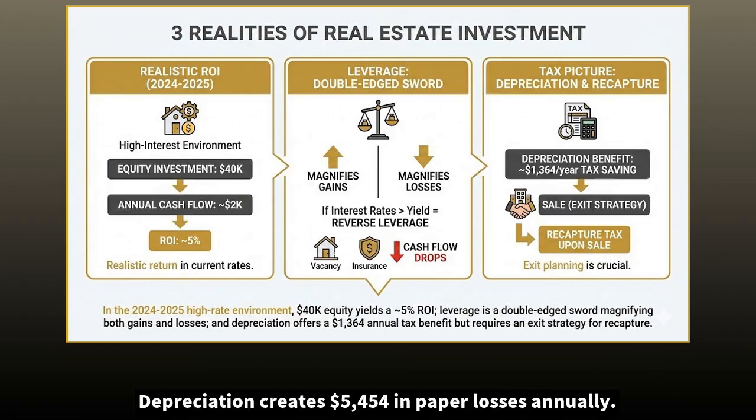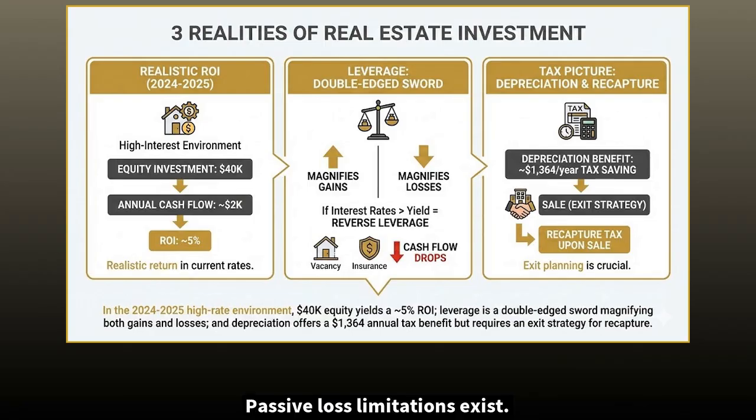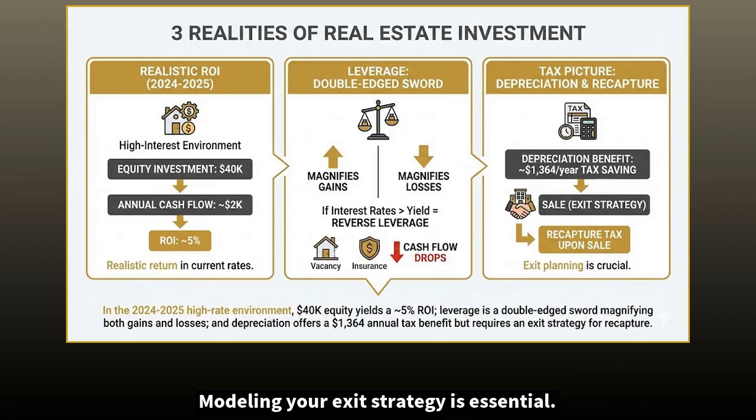Third, the full tax picture. Depreciation creates $5,454 in paper losses annually. At a 25% tax rate, that's $1,364 in annual tax savings. However, upon sale, there's taxation such as recapture. Passive loss limitations exist. Modeling your exit strategy is essential.